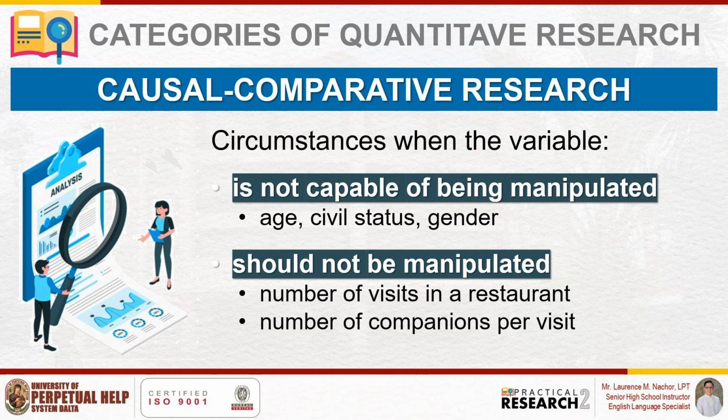Causal comparative research uses existing groups rather than assigning participants to conditions. What's the goal, po, class? The goal is to observe and compare. That's why it is called causal comparative. Observe and compare, not to control or alter.